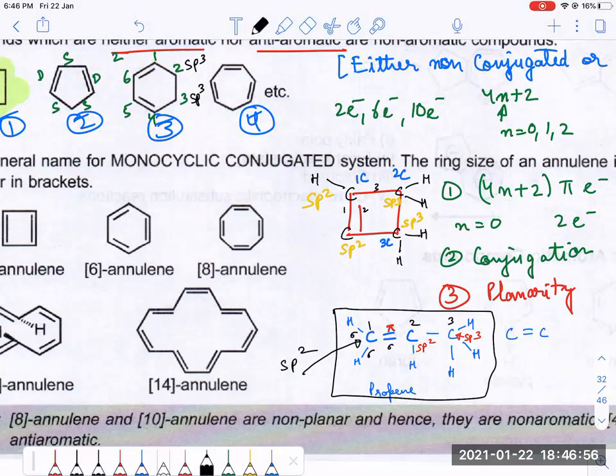Can anybody tell me why the third is not anti-aromatic? Because it is not planar. Yes, not planar, not conjugated. Both. And let me also tell you, out of these three rules, even if one rule is violated, it will not show the property. We don't need to check all three, we only need to check one, but for the sake of learning, I am making you check all the properties. All right.